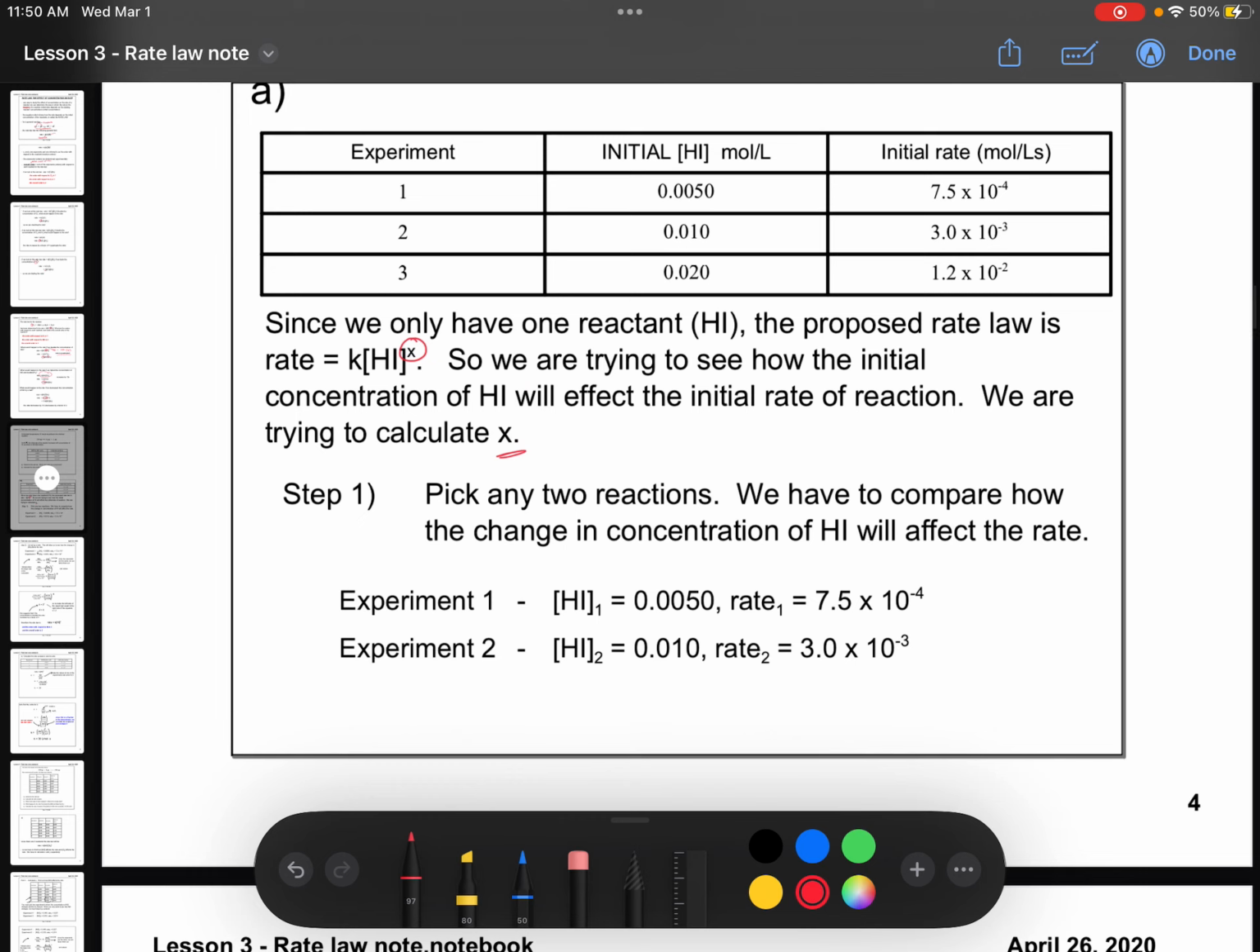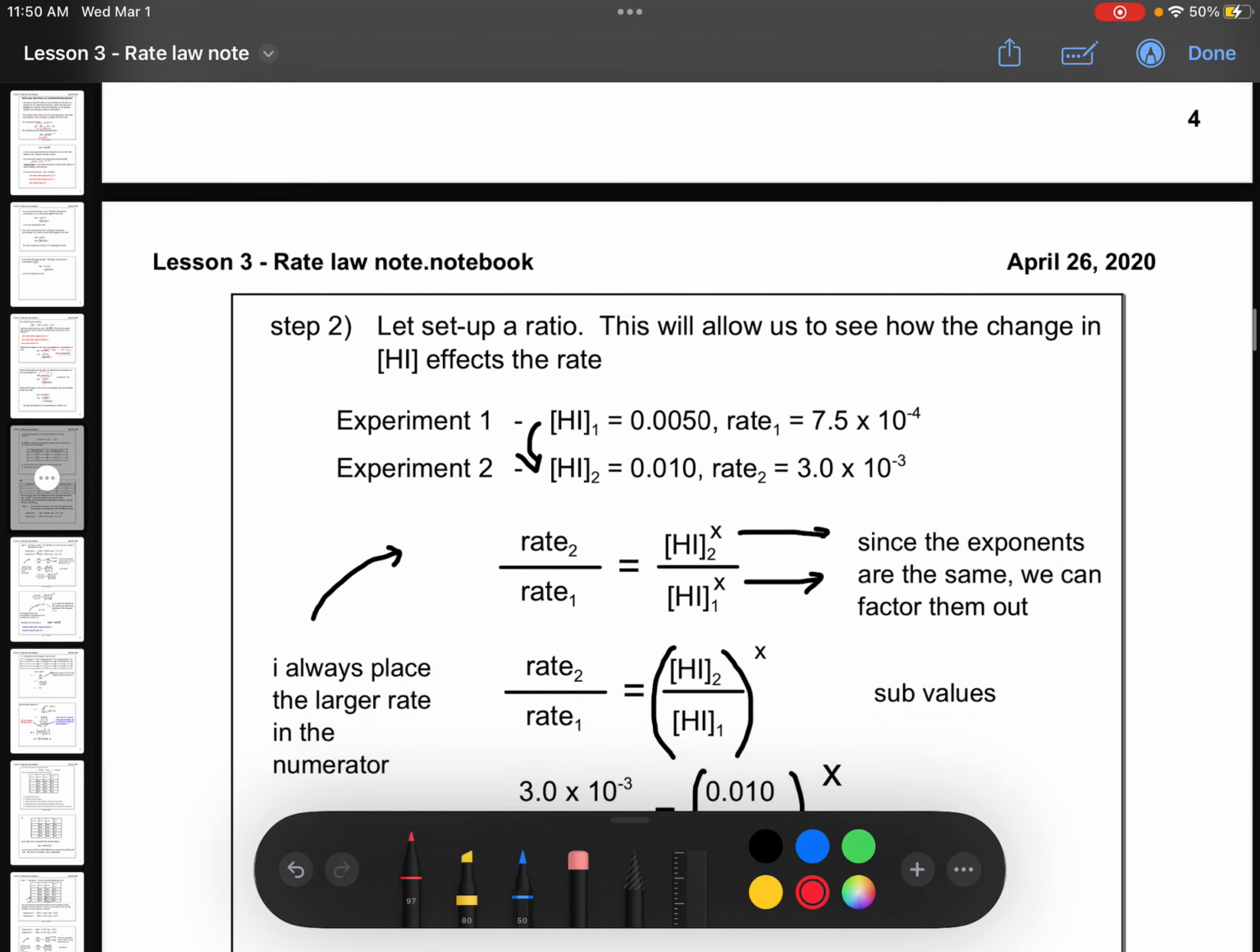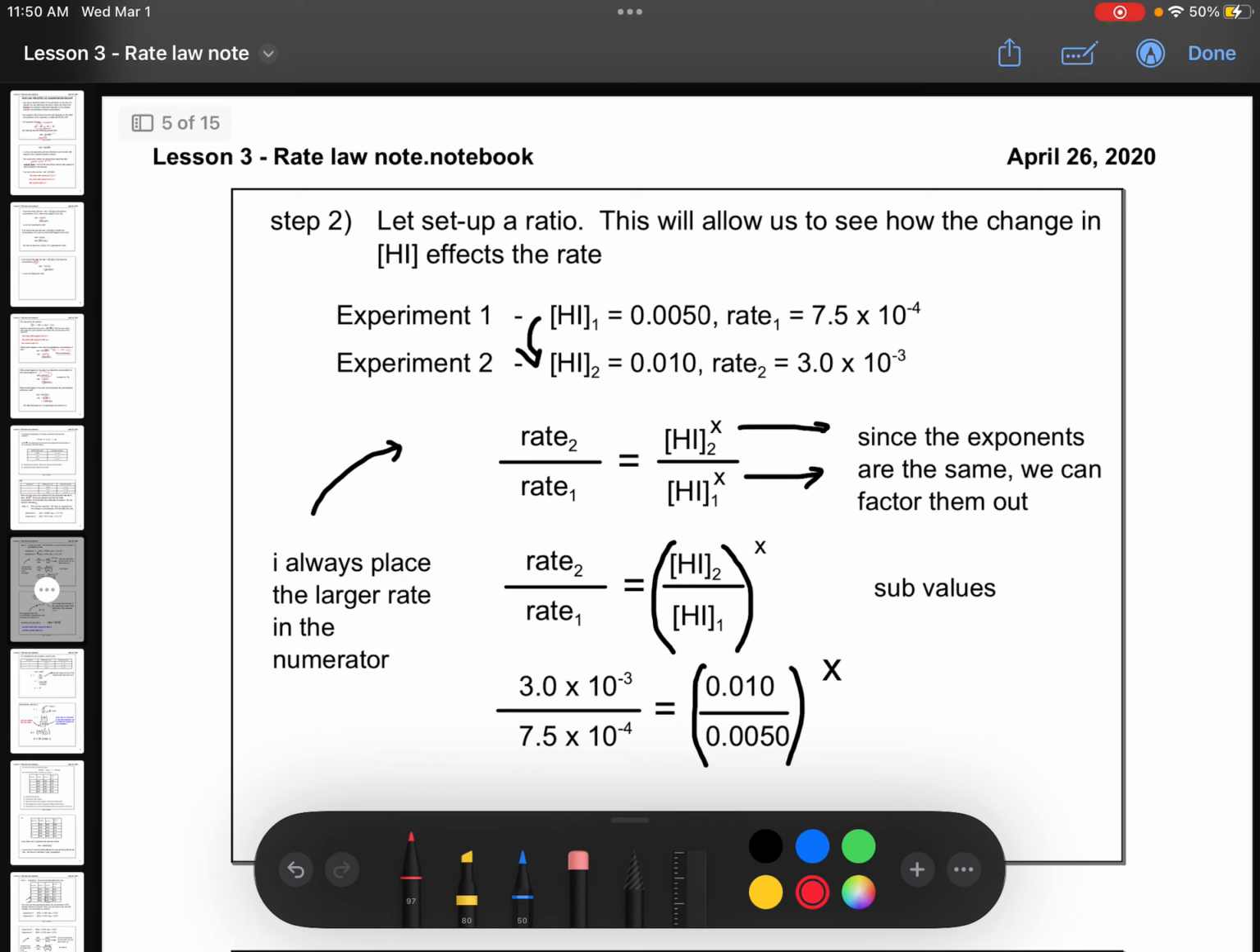We're going to pick any 2 reactions here based off of our experiment, and we're going to compare how the change in concentration of HI will affect the rate. We're just going to pick any experiment, it doesn't matter. We're going to pick 1 and 2, for example. And you can see the following information. The initial HI is 0.0050, and then the rate is as follows for experiments 1 and 2.